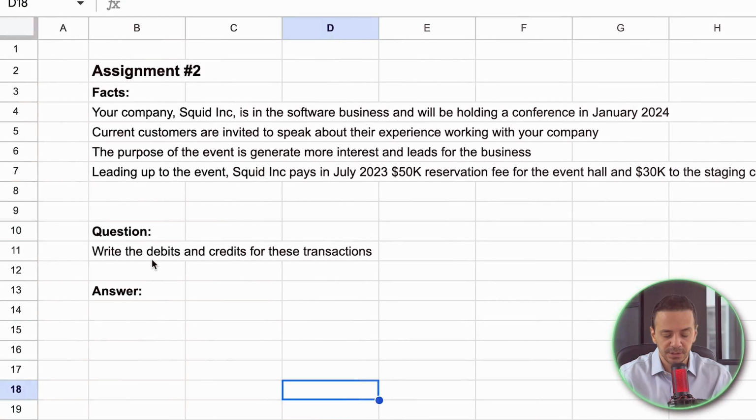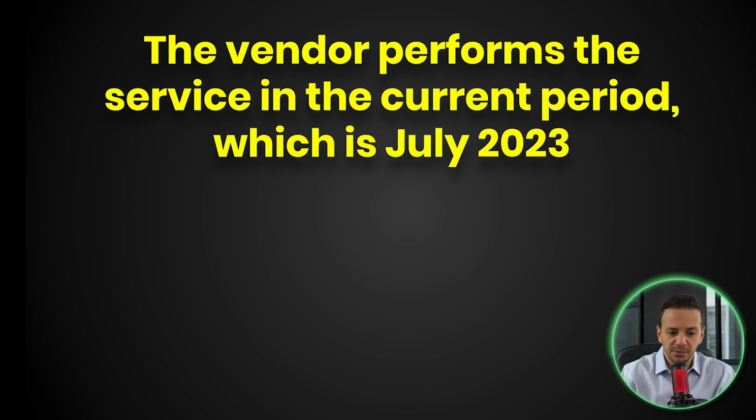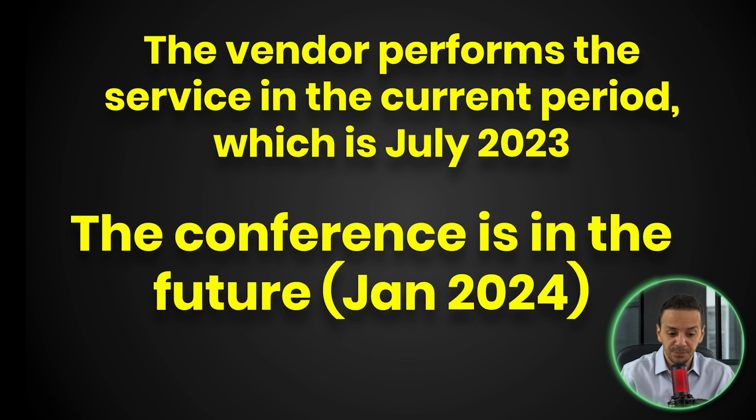Okay, let's take a look at this. So what we've got is the vendor is performing a service in the current period, which is July of 2023. But the conference is in the future, January 2024. So then the question becomes, what I'm trying to test you on here is whether you should recognize the expense in July, in the current month where the vendor delivered the service to you, or when the conference takes place in the future in January 2024.